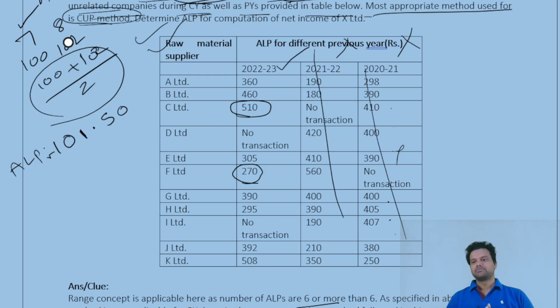So the simple rule is that whenever you are applying the percentage on the data set, meaning the count of numbers, if you get a decimal, then you need to go to the next whole number. Whenever you are applying the average formula on the ALPs, then you can take the exact number. You need not go to the next whole number. Okay.